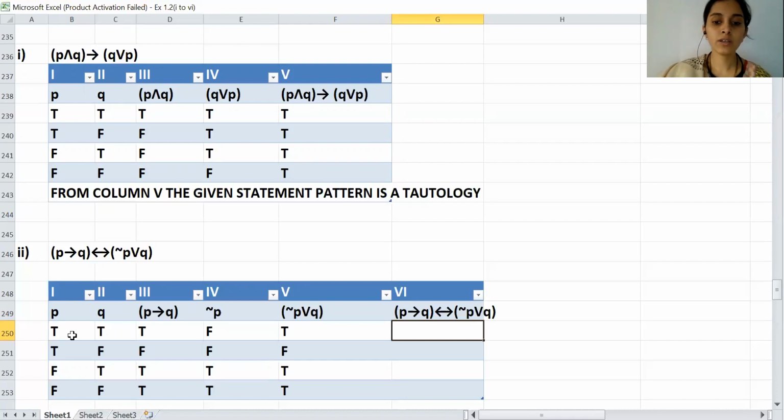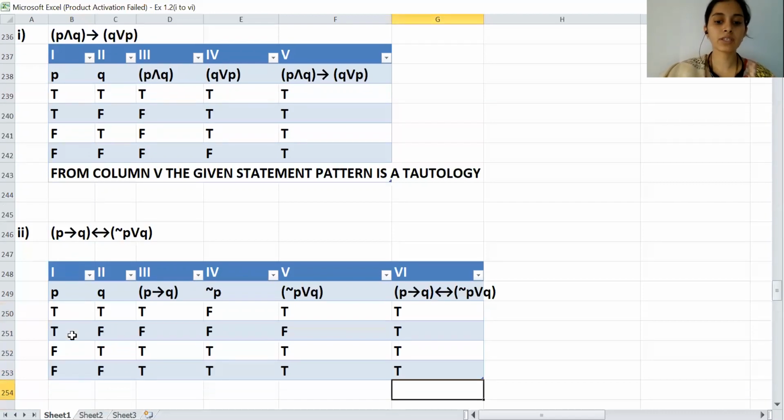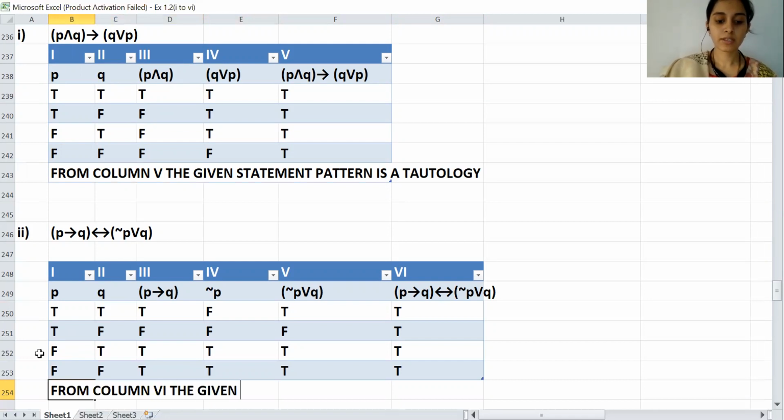So 3, double implication 5. T, double implication T, true. F, double implication F, true. T, double implication T, true. T, double implication T, true. So what can we say from column 6? We'll say from column 6, the given statement pattern is a tautology, because all the last values are true.